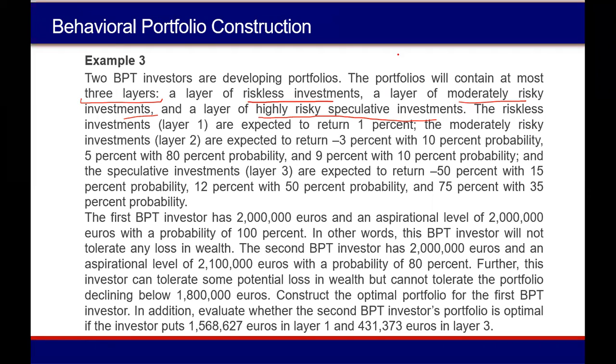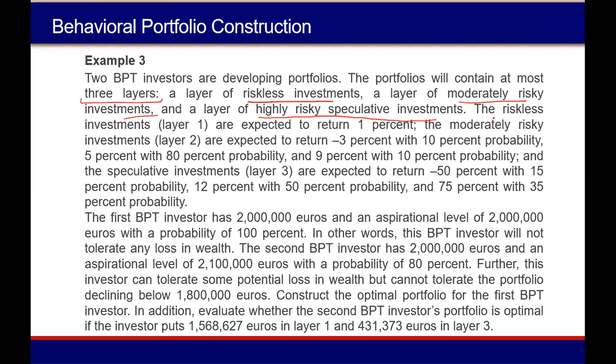For example, you want to have a house after 10 years, or after 15 years you need to have your own flat. In that case, you can look at some moderately risky investment. And for the final layer, which encompasses the highest risk speculative investment, you can take some very highly aspirational goal, such as a personal yacht within 5 or 10 years. For that purpose, you want to maintain this layer.